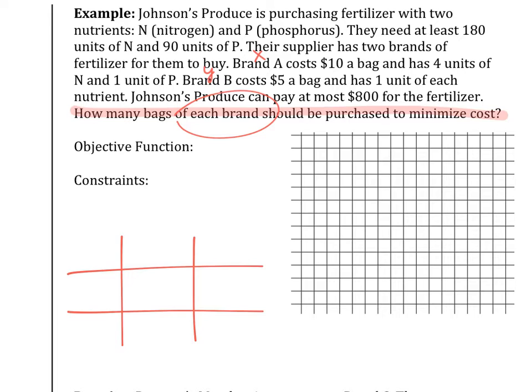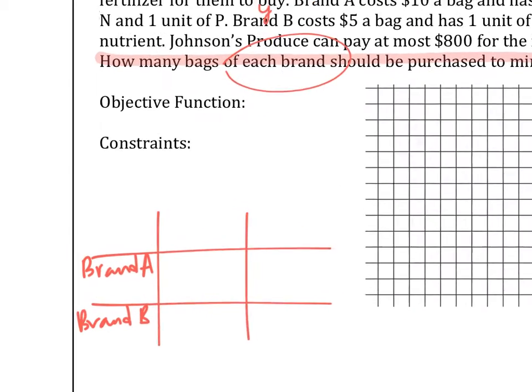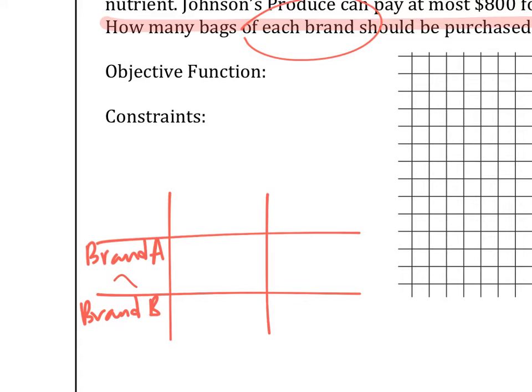Now I'm gonna draw a table. Brand A, brand B. Okay, brand A I said was X, brand B is Y. Now each brand comes with different amounts of nitrogen and phosphorus. So I'm gonna put nitrogen and phosphorus here.